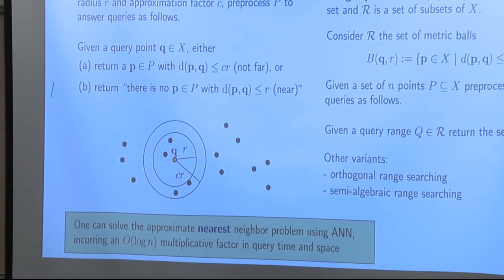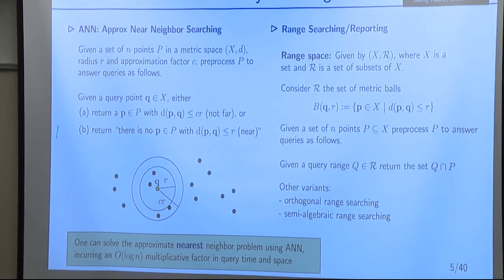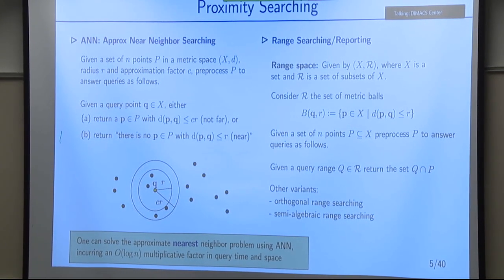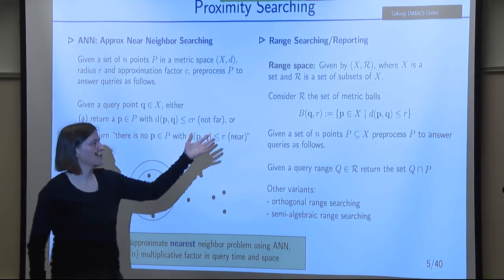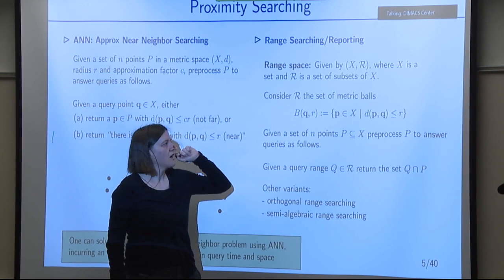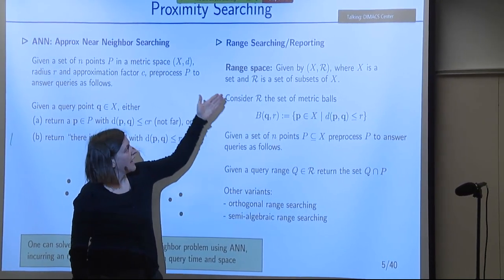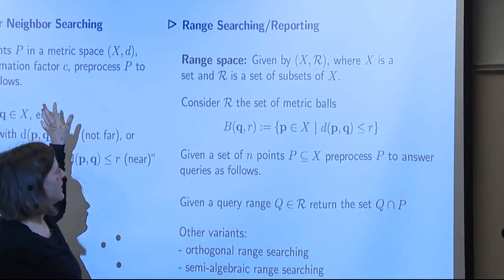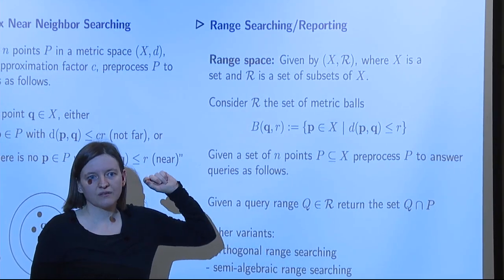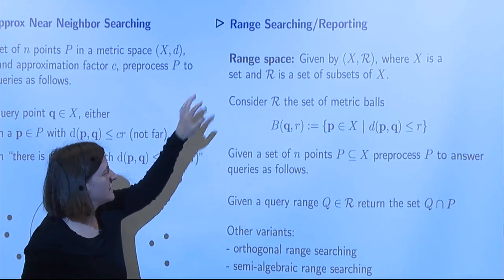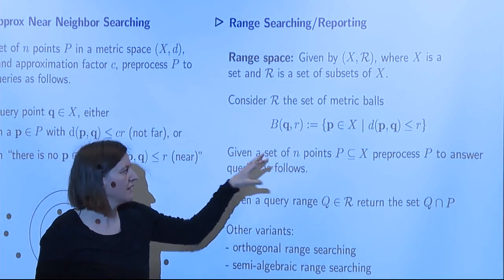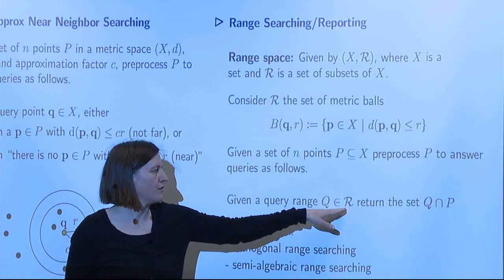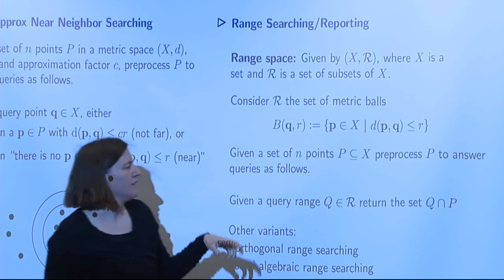Another closely related problem, more studied in computational geometry, is the range searching problem, or range reporting problem. There, you start off from a range space, which is a set system. You have a ground set X and a set R of subsets of X. For example, you could look at the set of metric balls. Those are your ranges. The task is to pre-process a set of points from your ground set to answer queries for the intersection of a range with your input data.